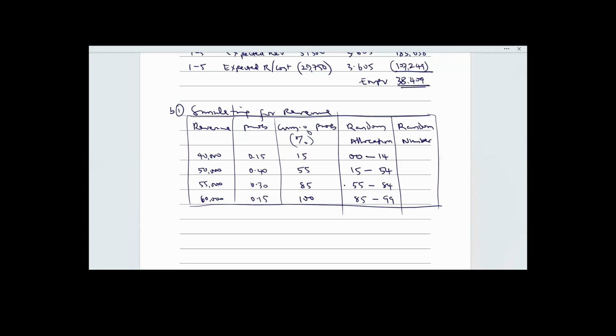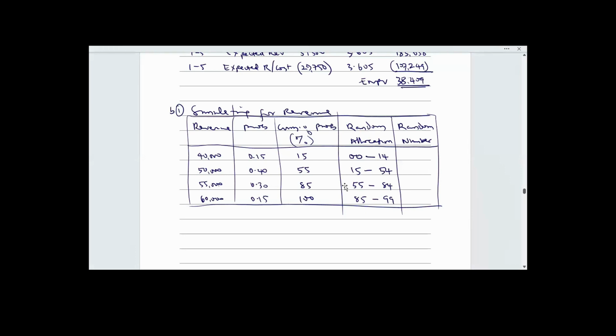So let's determine the random number. According to the question, we have been given random numbers for sets 1 to 3. So for revenue, set 1 is 30. Set 1 is 30 for revenue.